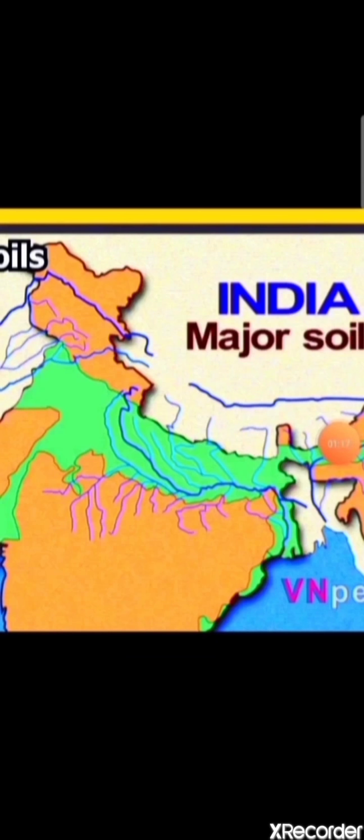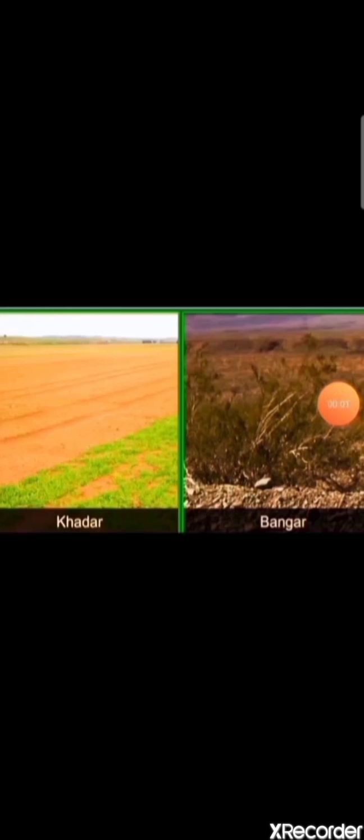The alluvial soil consists of varied proportions of sand, silt, and clay. And children, clay is responsible for the holding of water. If a soil is rich in clay substance, it means it can hold the water for a longer period. On the basis of its age, the alluvial soil is divided into 2 categories, the Khadar and Bhangar.